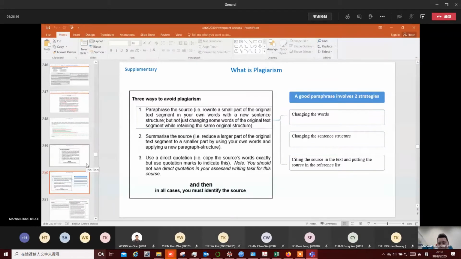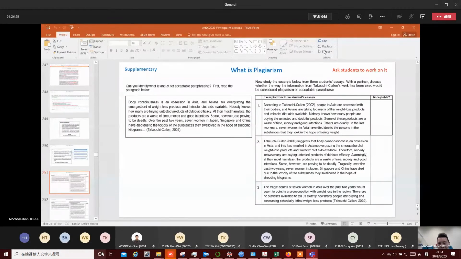Now, let me tell you the things you need to do by the time you paraphrase. First, a good paraphrase involves two strategies. You change the word or words, and then you change the sentence structure, and then you cite the source in the text and put the source in the reference list. All right, that's simple.